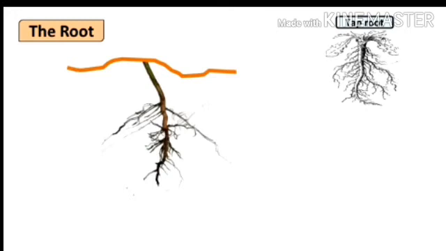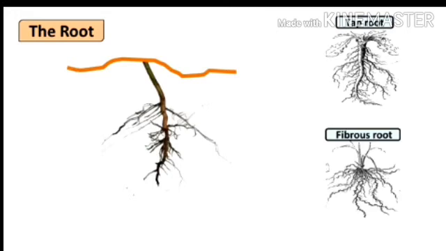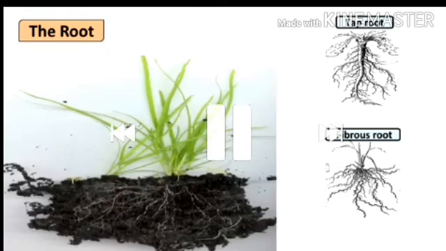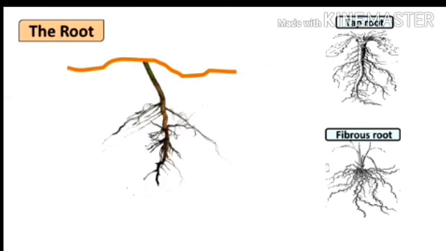Some plants, for example neem, mango, banyan tree, have the tap root, while some other plants have another type, that is fibrous roots. Examples are onion, grass, etc. They have the fibrous root. So these are the two types of root, tap root and fibrous root.